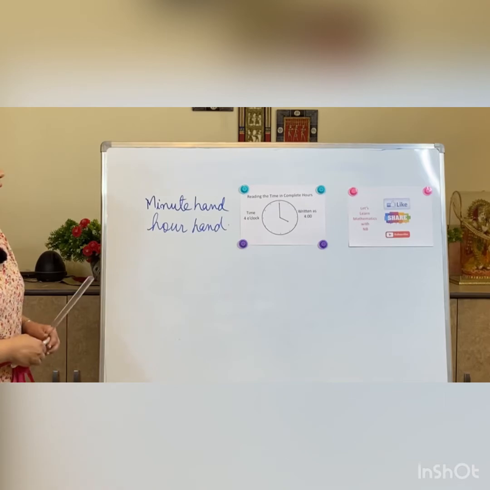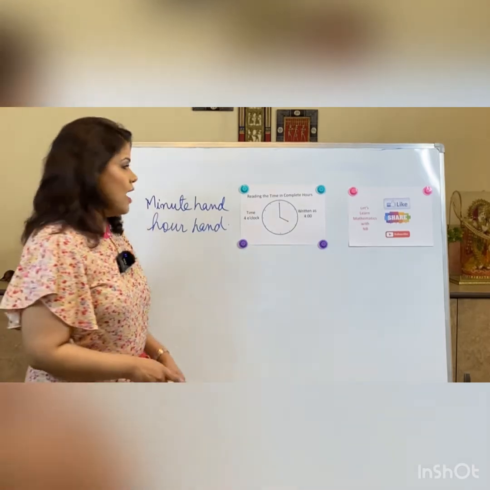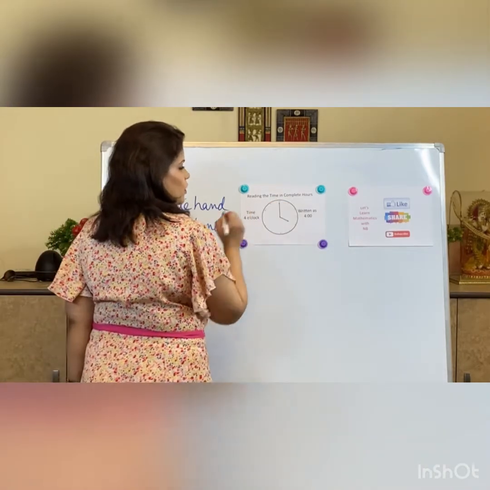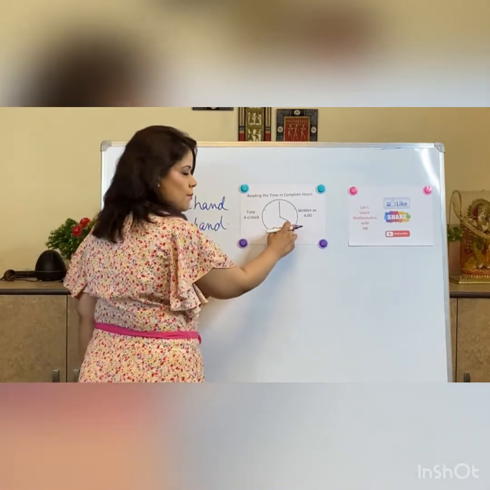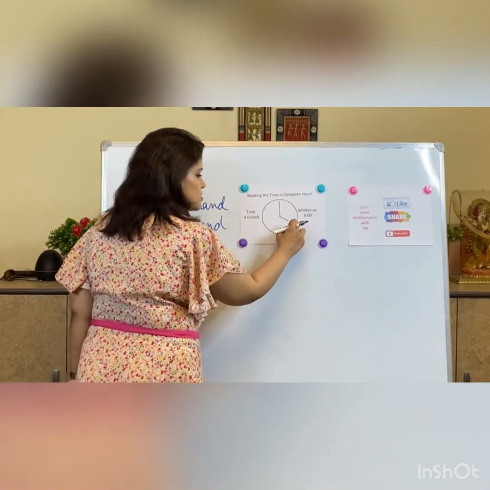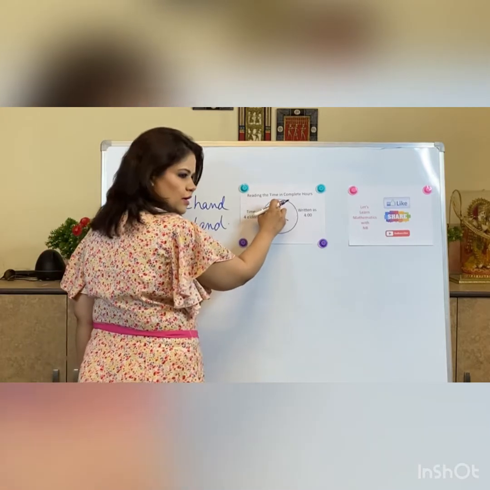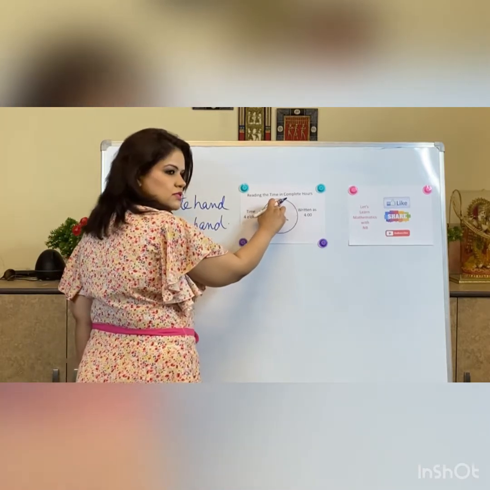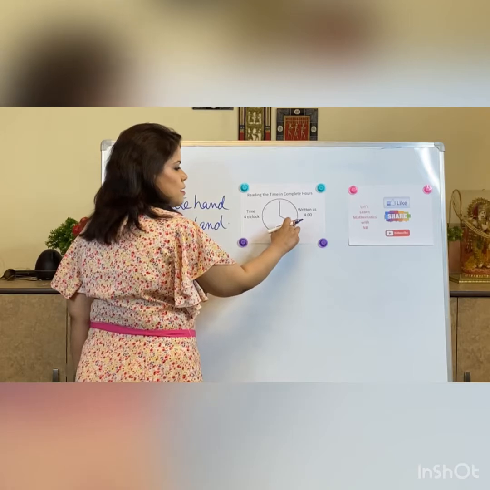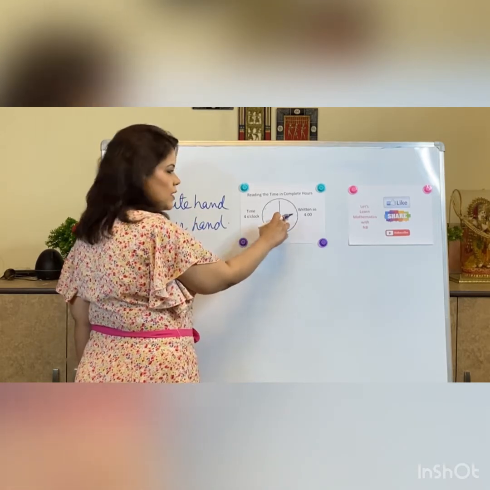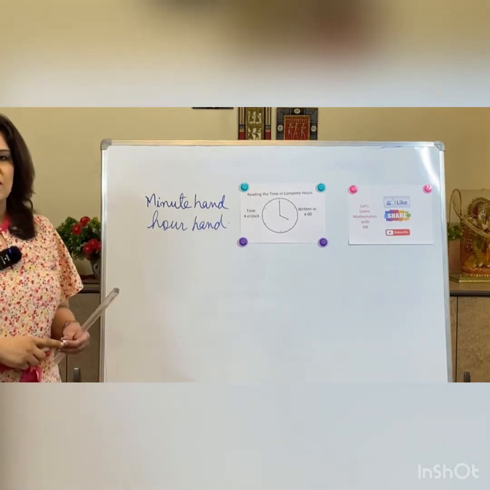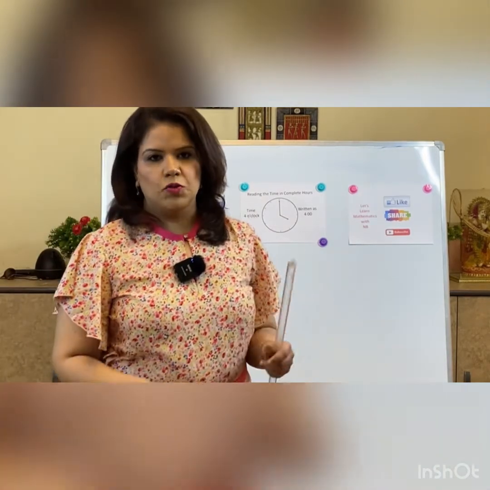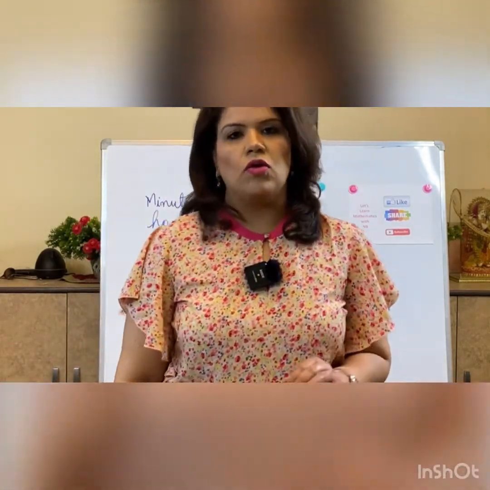So why are we taking the minute hand at 12 when we are discussing the hour hand pointing towards a number? Because the minute hand is completing one complete round here. When the complete round gets completed, the hour hand shifts to the next number and this becomes 1 hour. So that's why the minute hand will be at 12 whenever we are taking o'clock time.